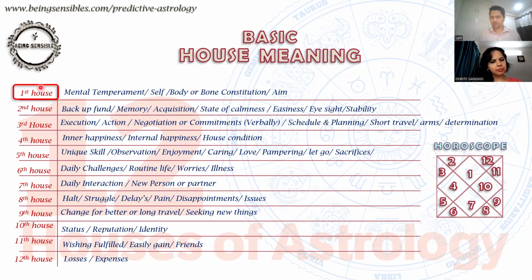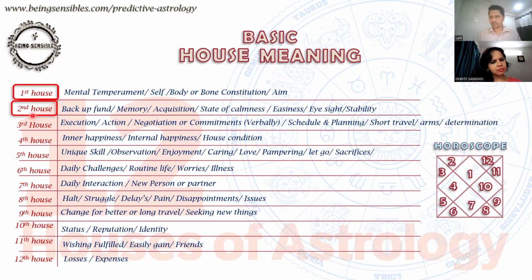So majority of people would know, and you also would know, that first I was telling the mental temperament. It's not only telling the mindset, temperament, whether the person is calm, angry, or a moderator. This is what the first house shows. The body constitution also can be seen.